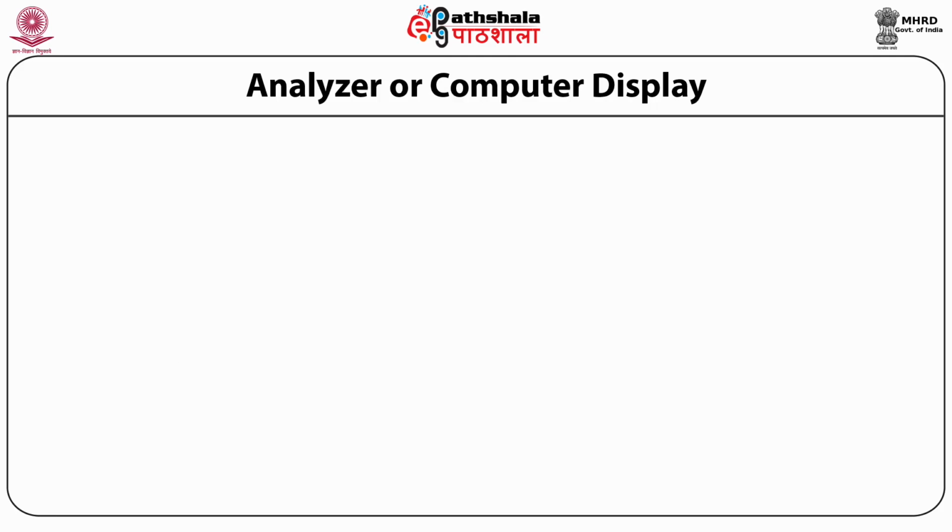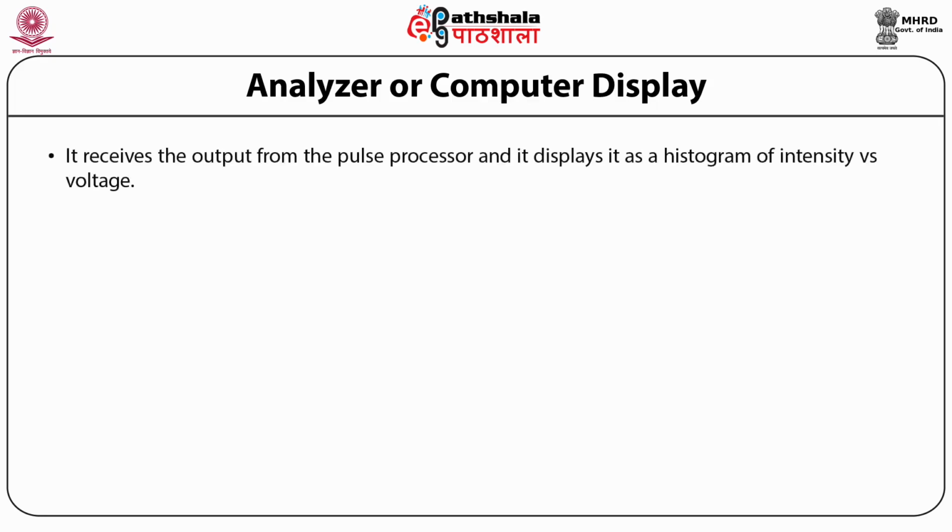Last comes the analyzer or the computer display. It is the last component of the energy dispersive X-ray analysis instrument, and it is clear from the name itself that it displays the final result. It receives the output from the pulse processor and displays it as a histogram of intensity versus voltage.